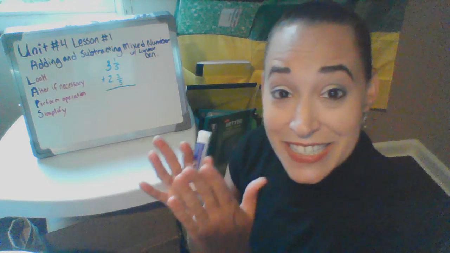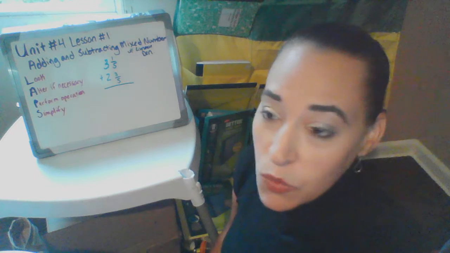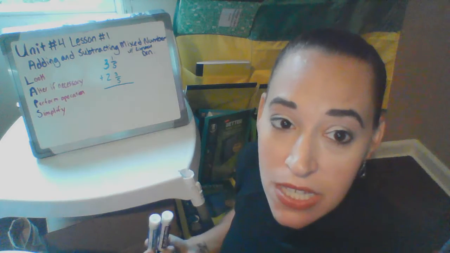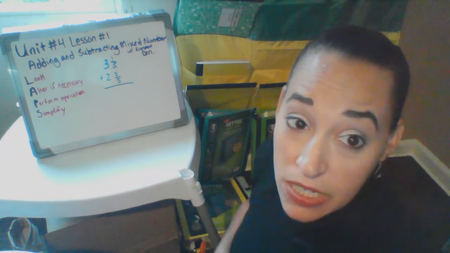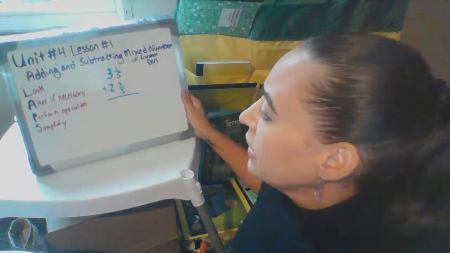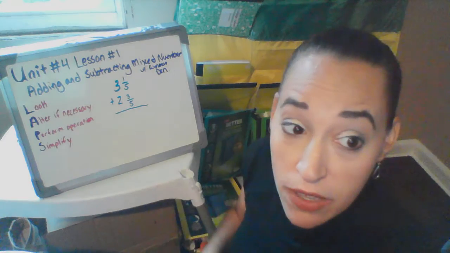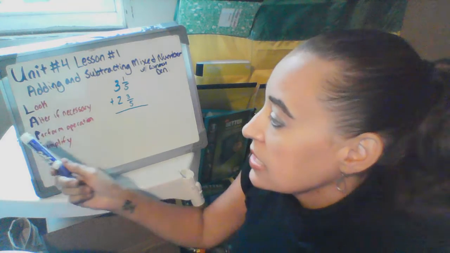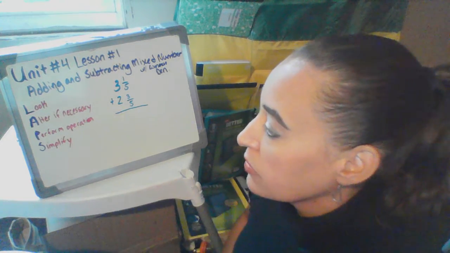So, congratulations. Now we're officially into Unit 4, Lesson 1, and it's about adding and subtracting mixed numbers with a common denominator. There are steps that your book talks about. It's called LAPS, and it stands for look, alter if necessary, perform the operation, and simplify.